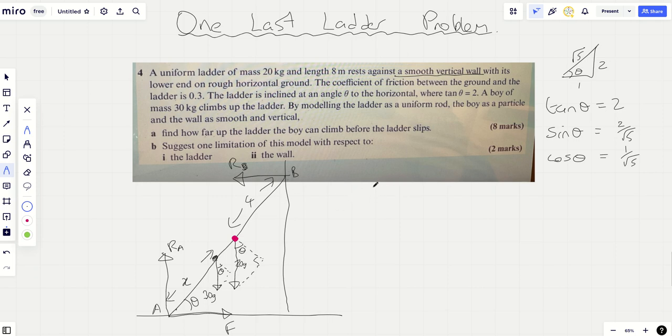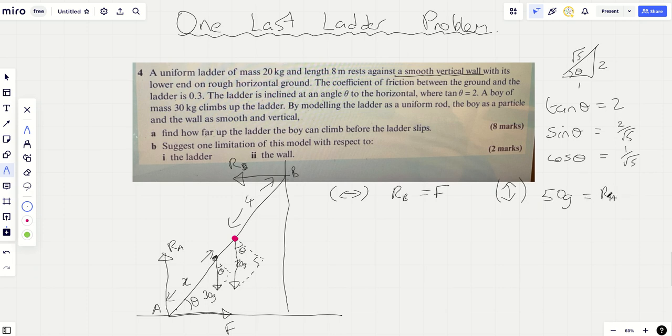Okay, in these questions, you always have to take moments at A and then do lefties equal righties, uppies equal downies. And you can do those in any order, especially when it's worth 8 marks. Let's do lefts equal rights. RB is going to equal F. Let's do ups equal downs. 30G plus 20G equals RA, so that makes 50G equal RA.